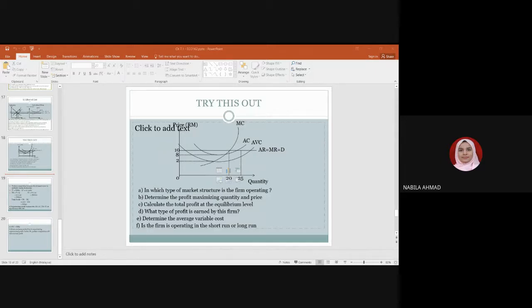Marginal cost pun sama. Change in total cost divided by change in quantity. So berapa? 900 tolak 1300 bahagi dengan 1. 1600 tolak 1300 bahagi 1. Dapatlah marginal cost. So bila kita dah dapat semua tu dalam table, kita dah isi, dan kita boleh jawab soalan A sampai E. Okay? Boleh?